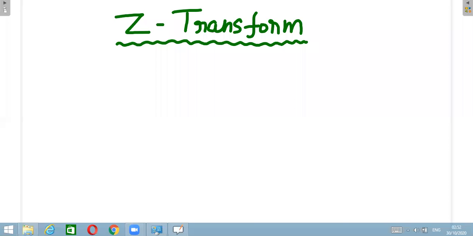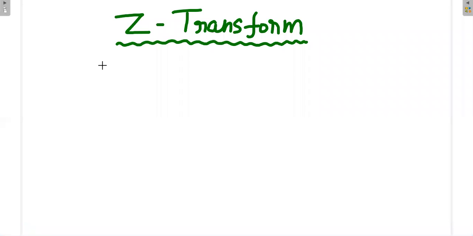In this class, we'll study about the Z transform. For a discrete signal x of n, the Z transform pair, the frequency domain, that is X of Z. That means Z transform of signal x of n is X of Z, then the inverse Z transform of the signal X of Z is x of n.